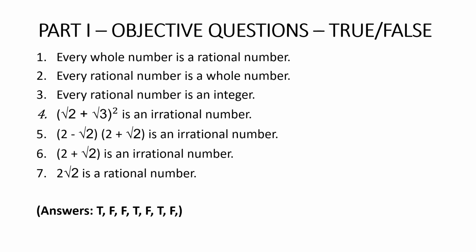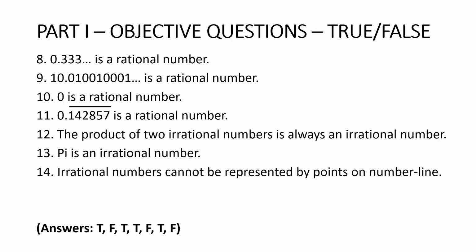2 plus root 2 is an irrational number. This is true. As I told you, root 2 is irrational. When you are adding an irrational number and a rational number, the result will be an irrational number. 2 root 2 is a rational number. This statement is also false. Why? Because root 2 is an irrational number. When you are multiplying root 2 by 2, it will be an irrational number.